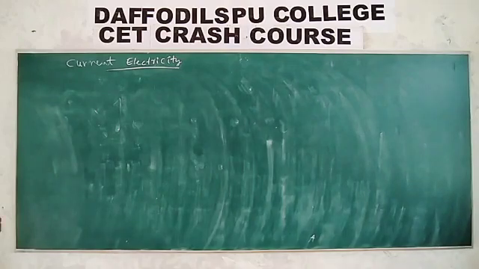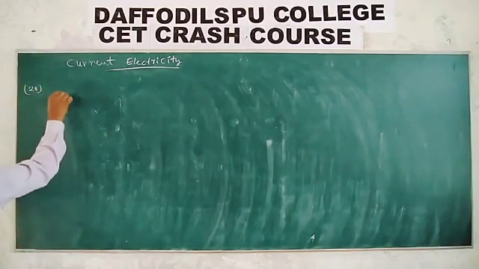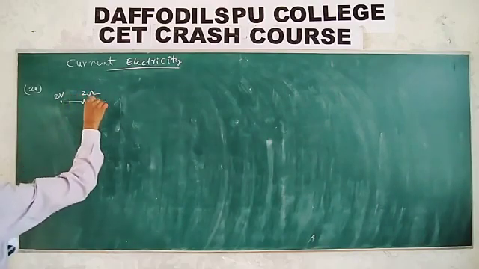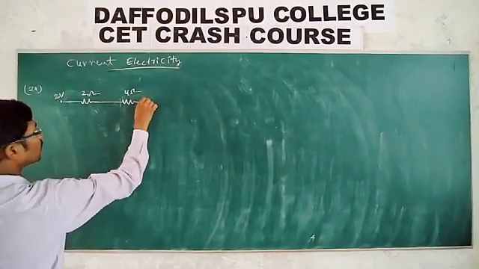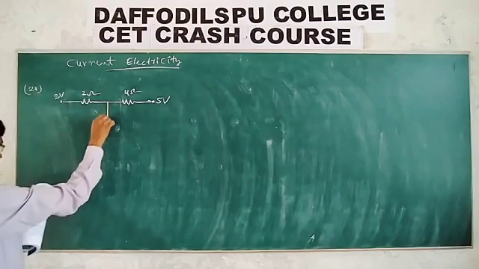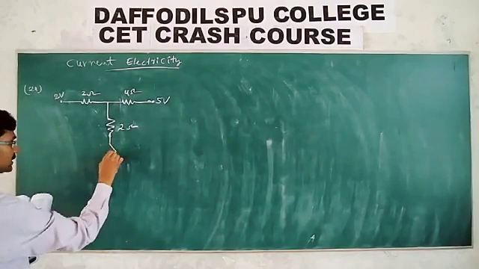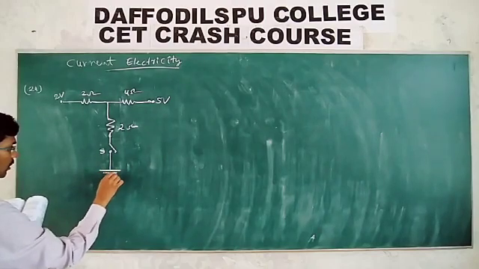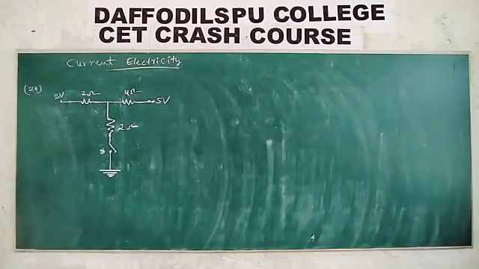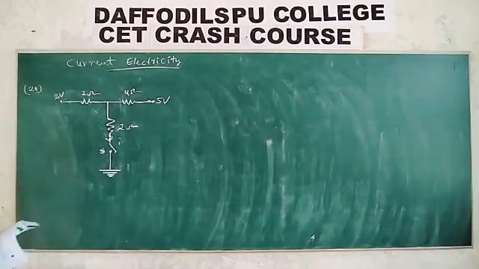Let us discuss the 24th, similar to what we calculated. Okay, in the 24th also we have 2 volt, here 2 ohm, 4 ohm and 5 volt, and there we have a switch, 2 ohm, and here we have a switch. Now they are asking to find the current flowing through the switch. What is the current flowing when the switch is closed?